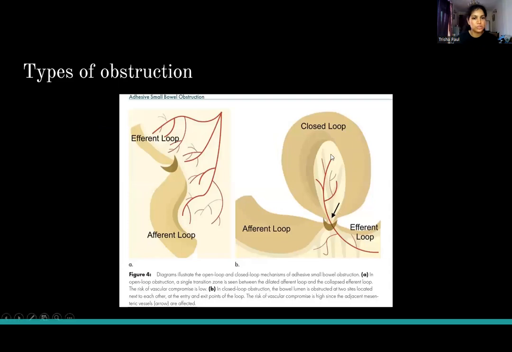Types of obstruction. You have an open loop obstruction and a closed loop obstruction. In open loop obstruction, there's only one portion of the bowel that's obstructed. And in closed loop obstruction, there are two sites where it's obstructed. Also, in closed loop obstruction, there can be vascular compromise, so there's increased risk of ischemia, infarction, and necrosis of the bowel.